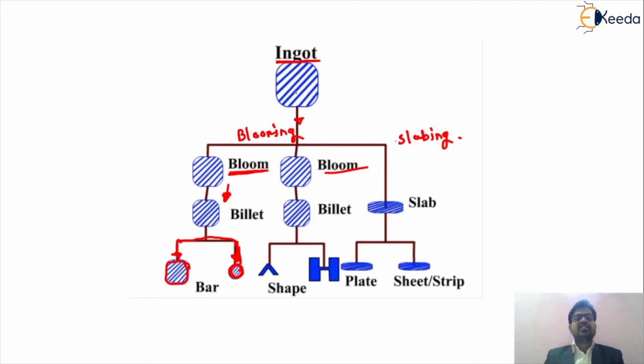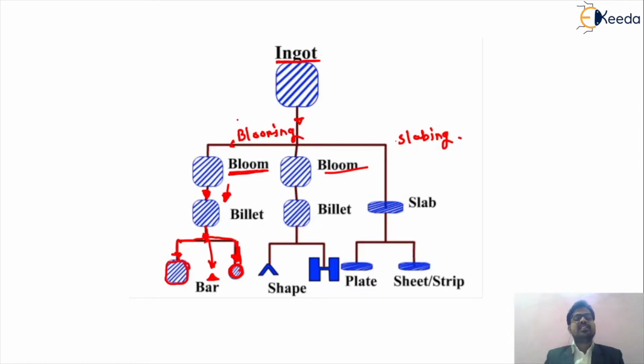So what is the procedure? From the ingot we convert in the bloom mills. From the bloom mills we convert to the billet, and from the billet we convert according to our shape requirement. Sometimes it will be circular, sometimes rectangular, or sometimes we have to convert to a triangular shape of the steel product. So this is one of the processes carried out in the different steel industries.